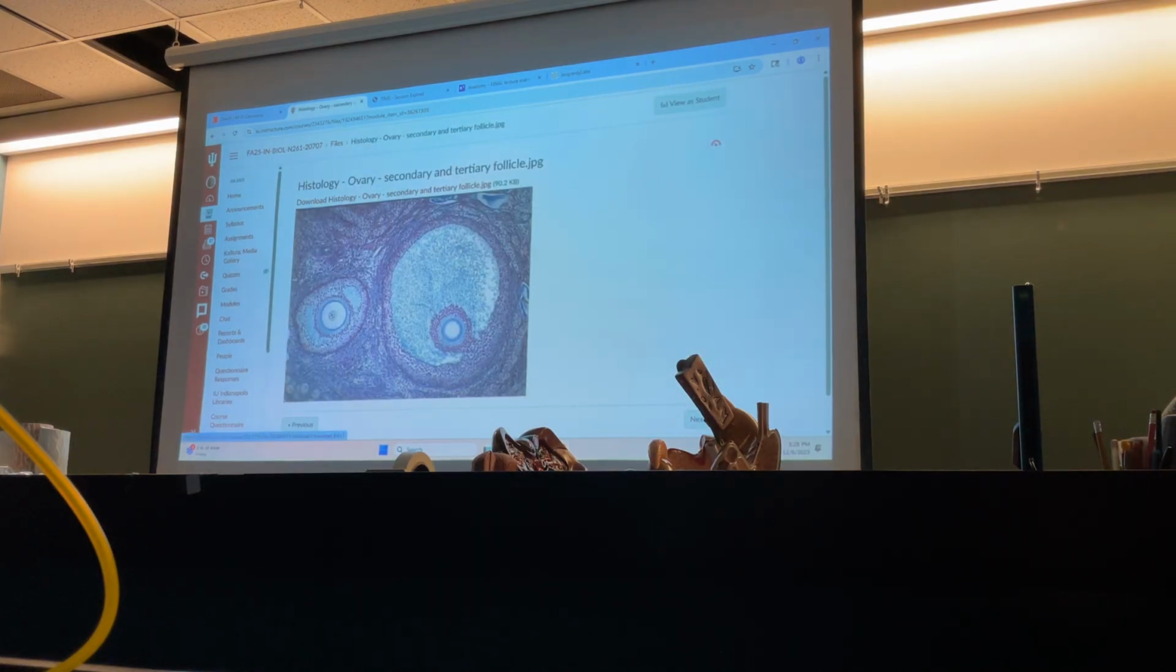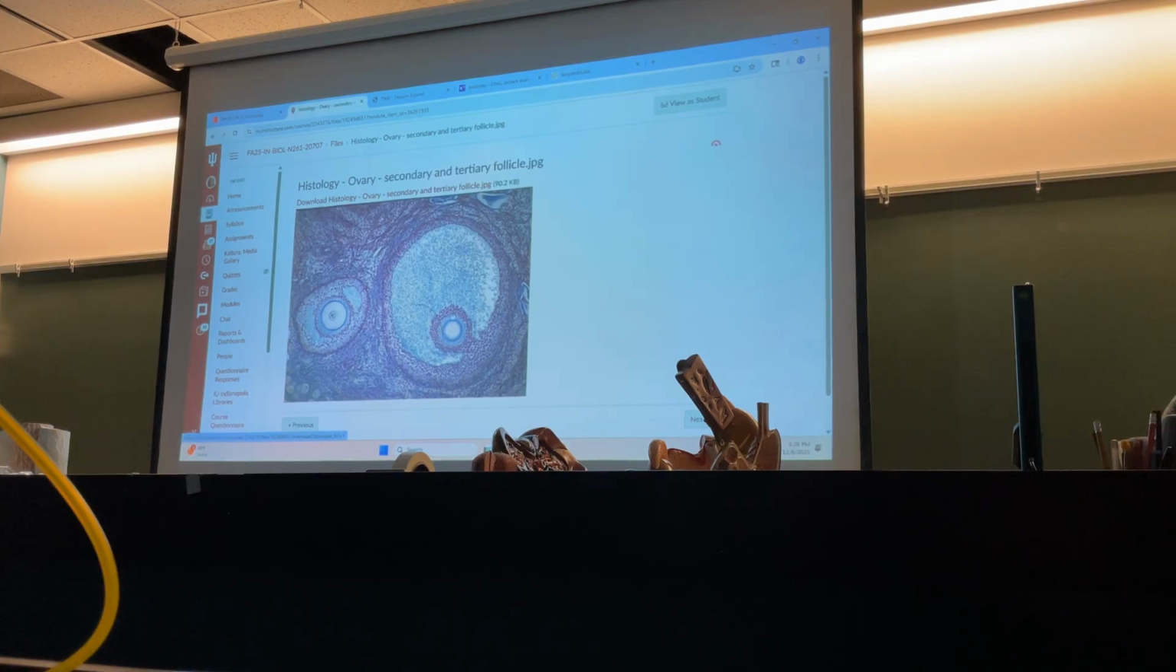Okay, what then would this be? Tertiary follicle, and there's a couple names for it. I've heard tertiary follicle, antral follicle, or Graafian follicle. What would this kind of big sac of estrogen be called? Starts with an A. Antrum.